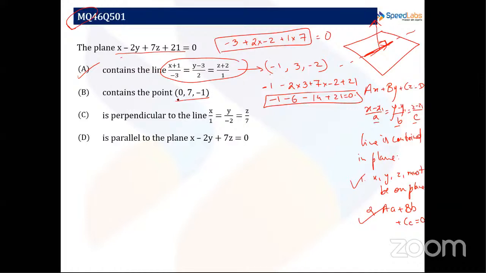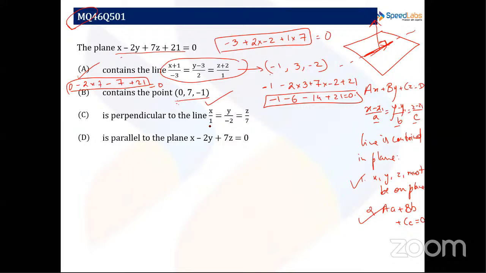It contains this point. Let's try to satisfy it. So 0 minus 2 into 7 minus 7 plus 21. Yeah, it is coming out to be 0. So it contains this point because this point is satisfying the equation of the plane.